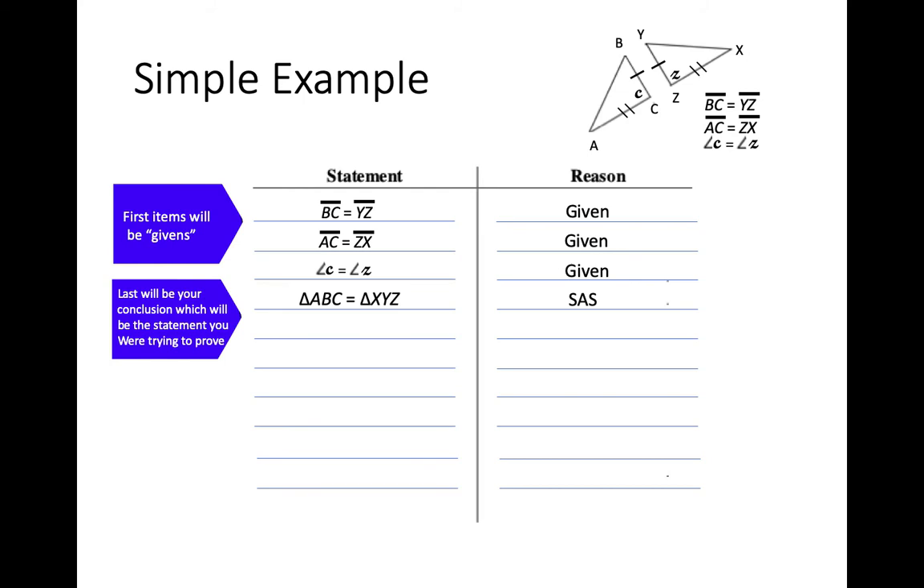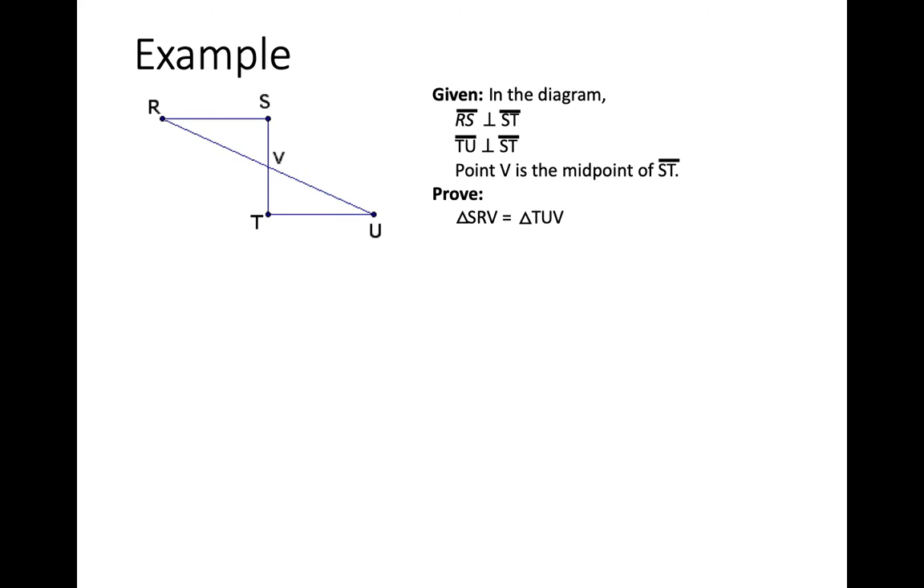Now let's do the next example, which is a little more complex, but it will give us a chance to see how the middle section that we left out here, where we use the theorems, works. So here's a diagram, and in this problem we're told that line segment RS is perpendicular to ST, and that line segment TU is also perpendicular to ST. The last given is that the point V is the midpoint of ST. And they're asking us to prove that triangle SRV is congruent to triangle TUV.